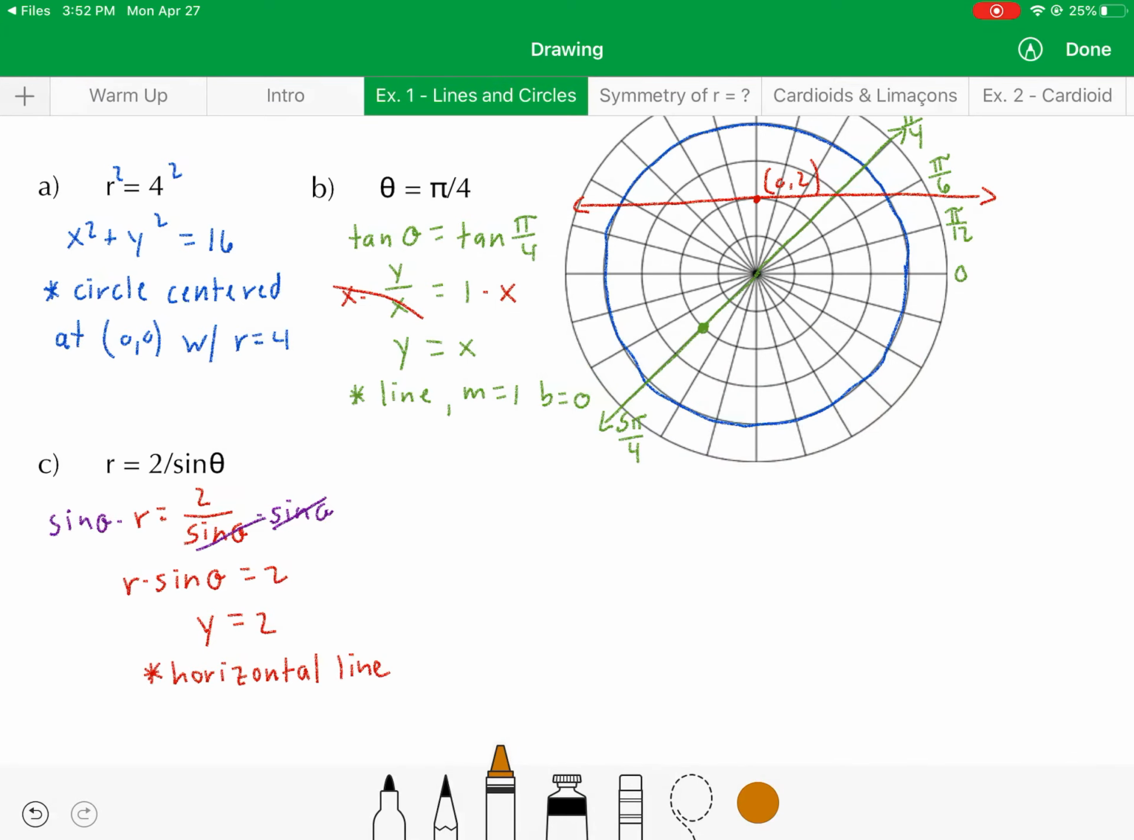Okay? All right, now let me throw one more quick one at you here. Let's say I had r equals 2 over cosine of theta. Well, similarly, multiply both sides by cosine. You end up with r cosine theta equals 2, or x equals 2. And that would be a vertical line. So what's that look like when I graph it in the polar grid? Well, now it's going to be tangent to the circle r equals 2 at the point 2, 0, which would be right through there.